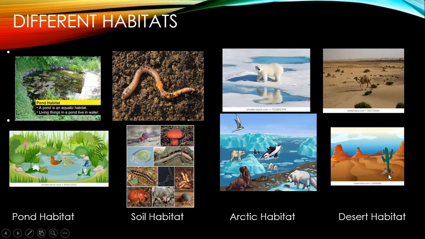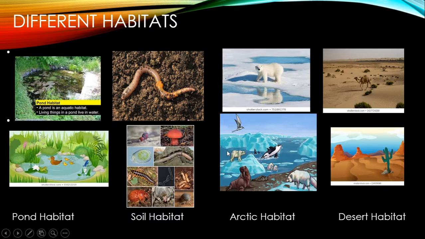This one is the desert habitat, in which the UAE comes. Most areas in the UAE are desert habitat. It is a very warm habitat. Which type of animals live there? We can observe camels, lizards, snakes, scorpions. And the plants are mostly cactus plants. So in this habitat these animals and plants live. This is called the desert habitat, this is the arctic habitat, this is the soil habitat, and the pond habitat.